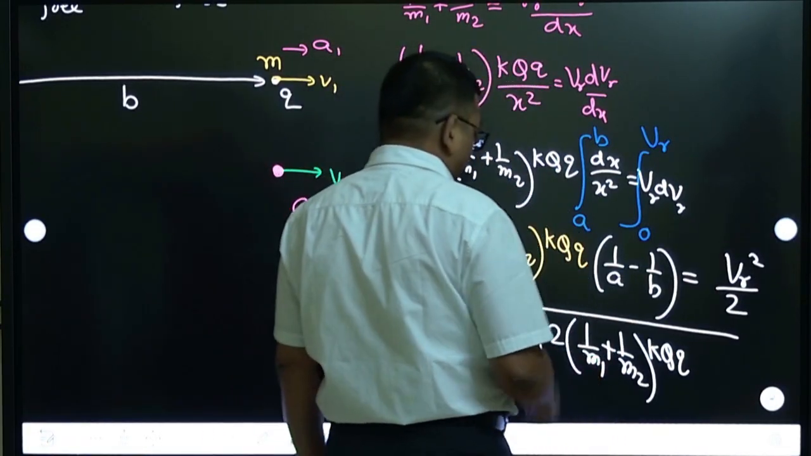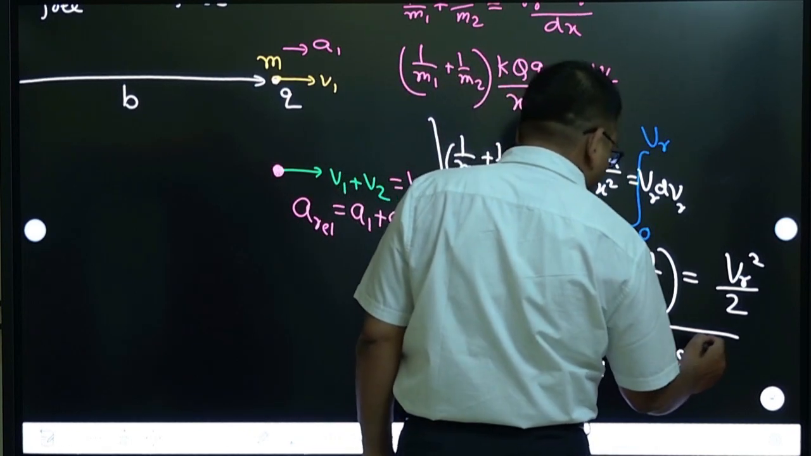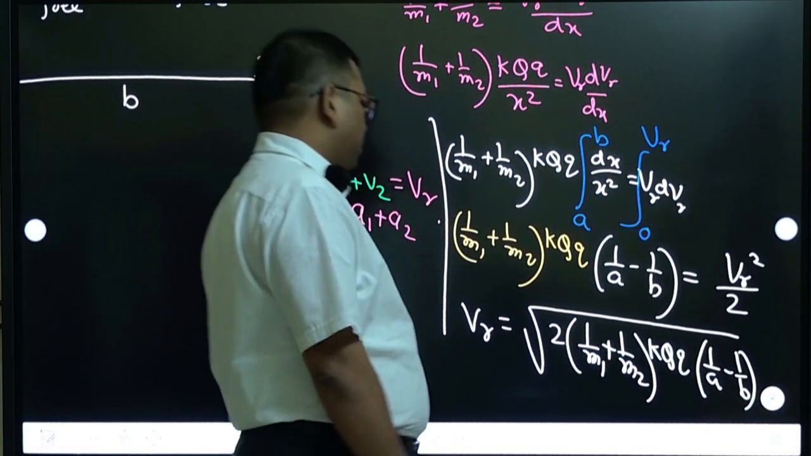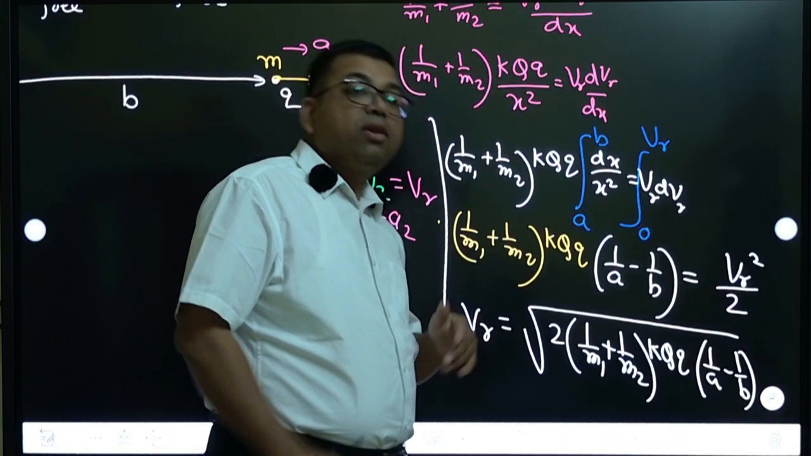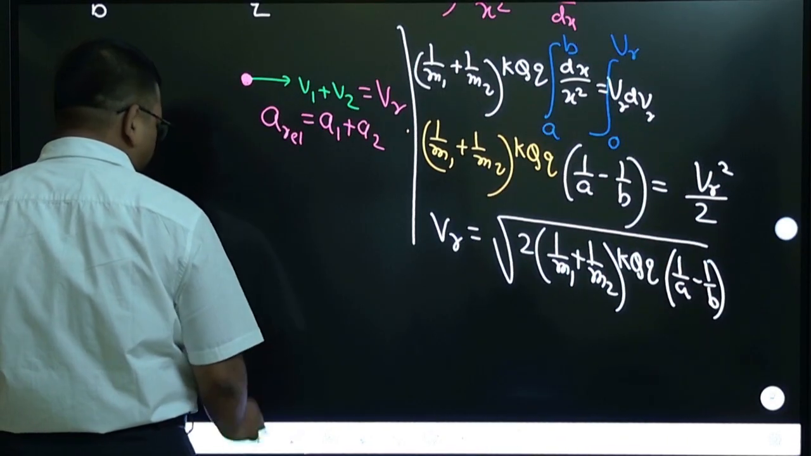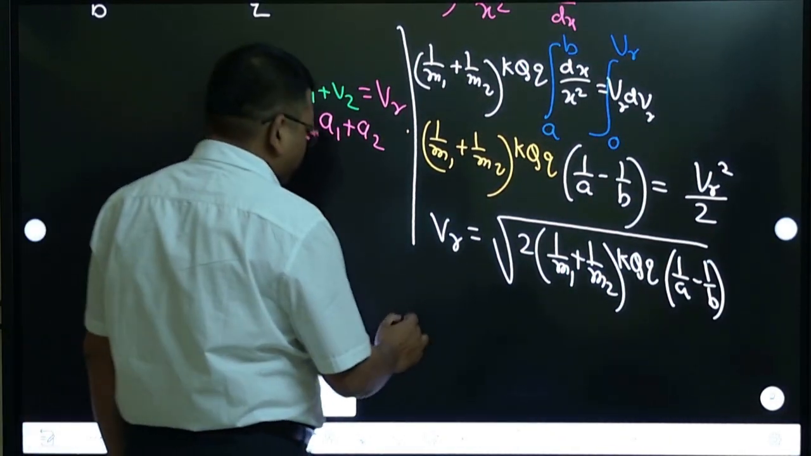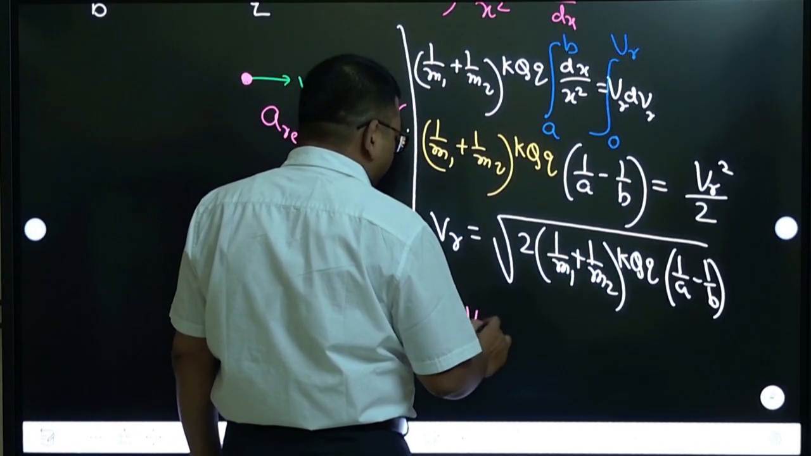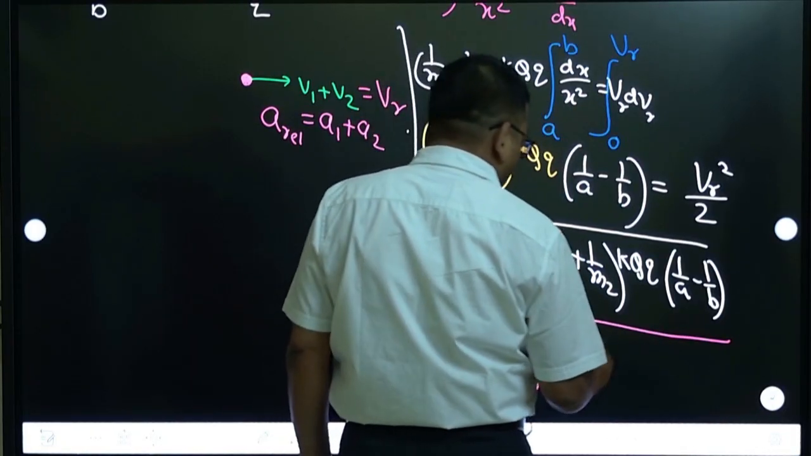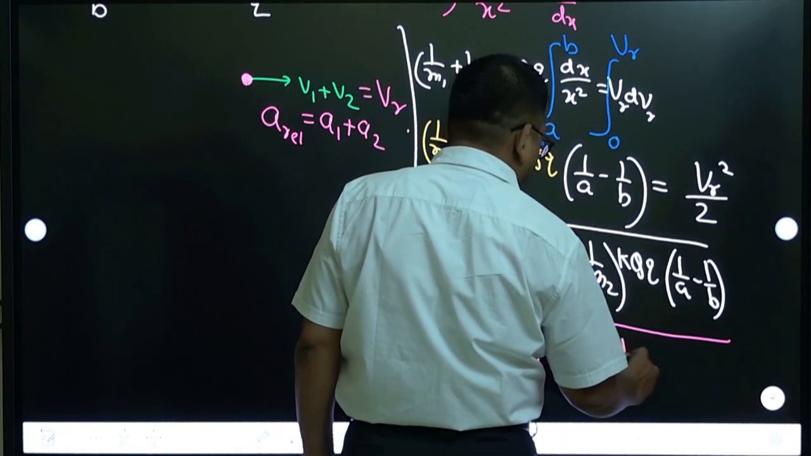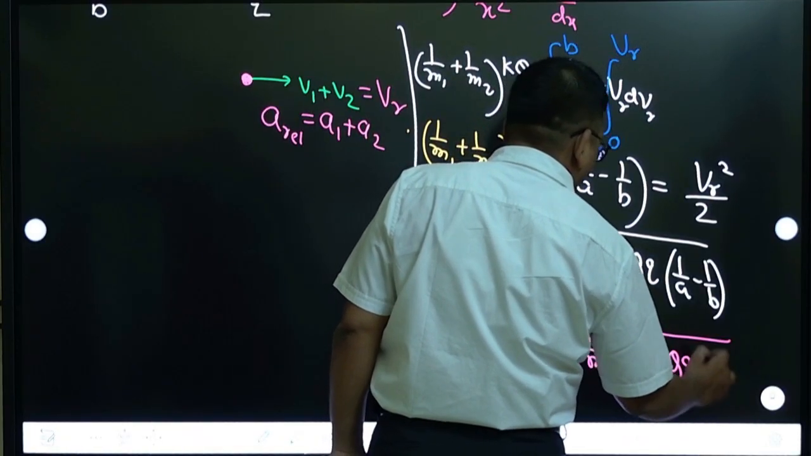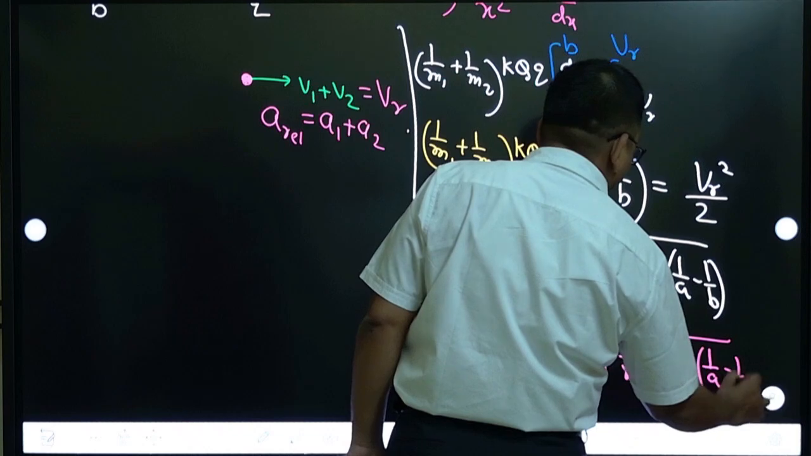So how much are you getting? 1 by a minus 1 by b. Correct. This is the relative velocity you have calculated, which is v1 plus v2. So what you have calculated right now is v1 plus v2, which is root under 2 times 1 by m1 plus 1 by m2 into k q1 q2 into 1 by a minus 1 by b.